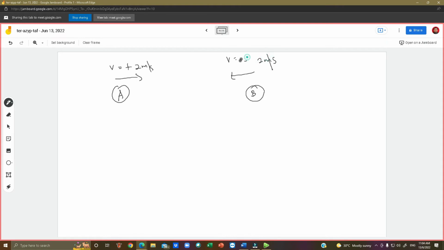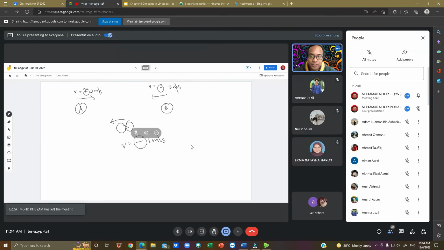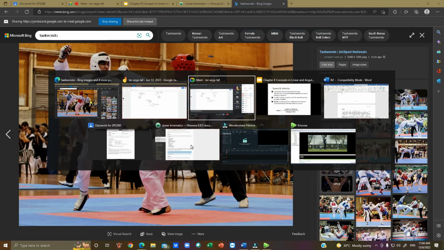When you see something like this, it shows the direction of motion, where it goes. Katalah lepas tu dia pun berlanggar. And after berlanggar, the new velocity is negative 1 meter per second. So we know that after the collision, the movement changes direction to the left hand side. So this is velocity and the direction which plays a role in determining which way it goes. Okay, let's take a look at the notes.